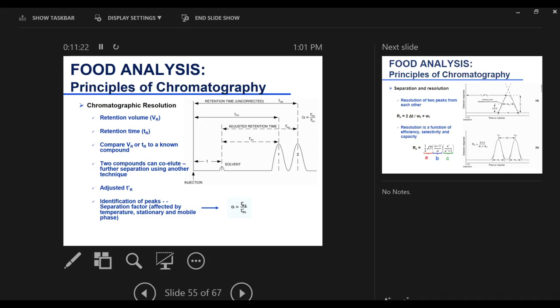So the separation factor is impacted by the type of stationary phase, the mobile phase, and again by temperature. With higher temperature, we have higher movement, and your peaks will be sharper, not broad. The sharper the peak, the better the separation. If they're broad, they kind of overlap each other.